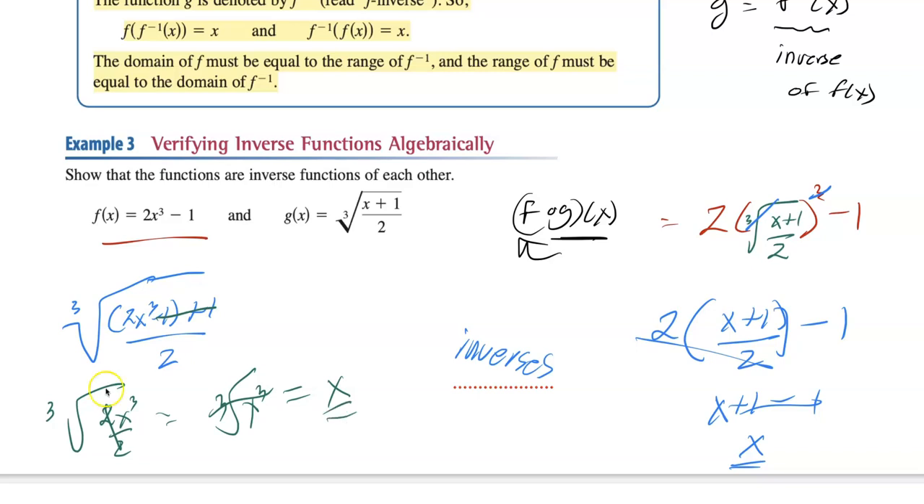So that's how you can tell if two things are inverses. You do the composition of functions, and they cancel each other out, and you get x. They're inverses.